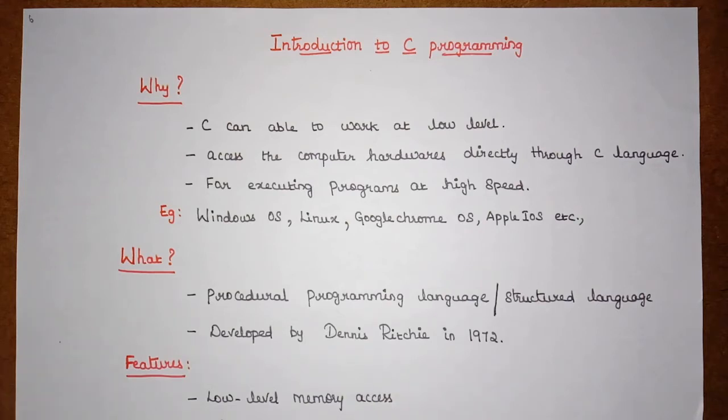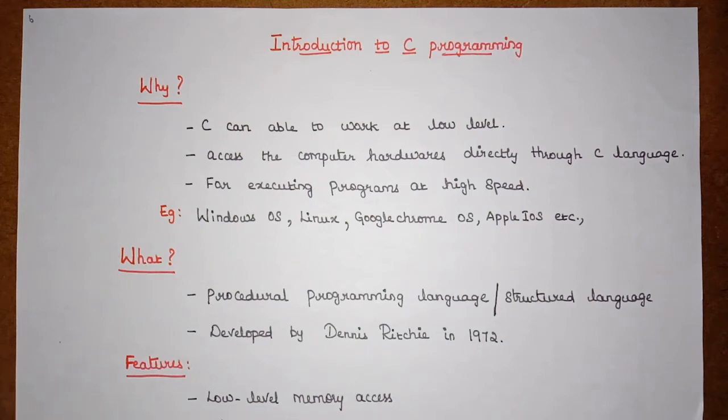Coming to why C programming. We have a number of programming languages: C, C++, Java, Python, Fortran. But still, why are we going for C programming, and what is the importance of C programming?